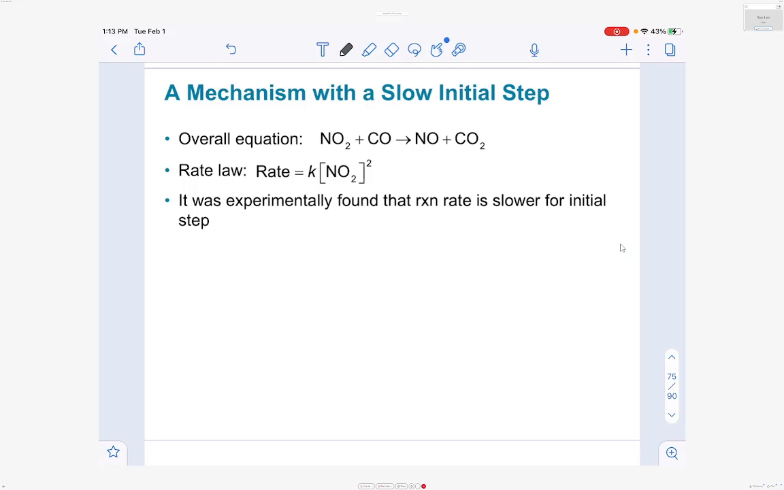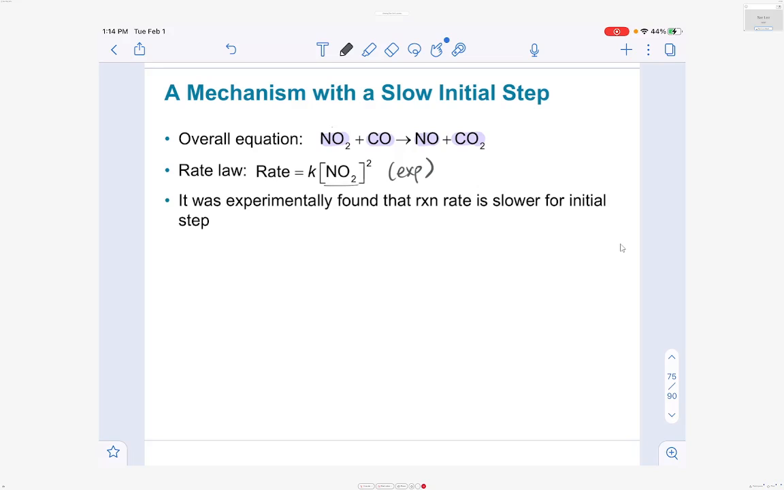So let's take a look at a specific example of what a plausible mechanism looks like. The overall equation is nitrogen dioxide plus carbon monoxide generates nitrogen monoxide and carbon dioxide. It is found experimentally that the overall rate law for this reaction is second order in nitrogen dioxide and zero order in carbon monoxide, because carbon monoxide does not take part in the overall rate law of this reaction.